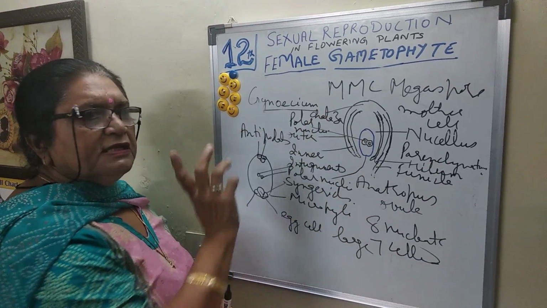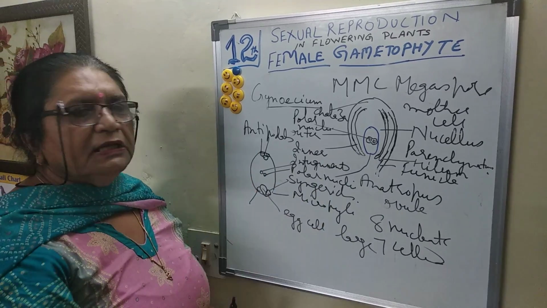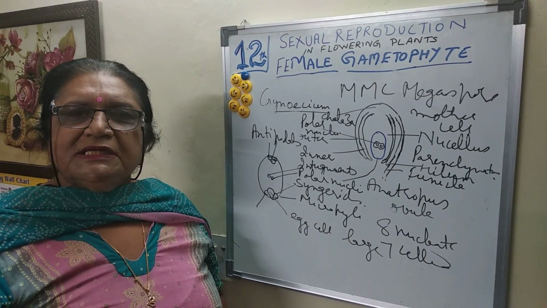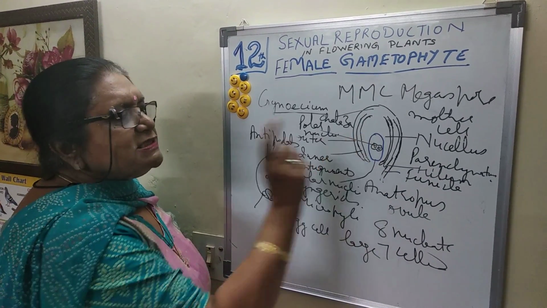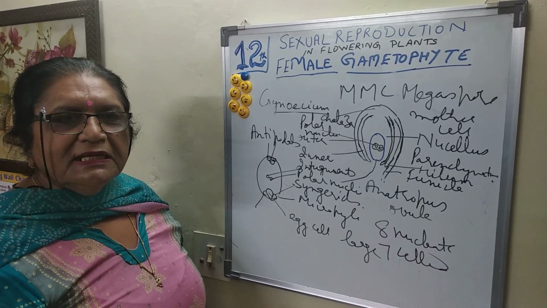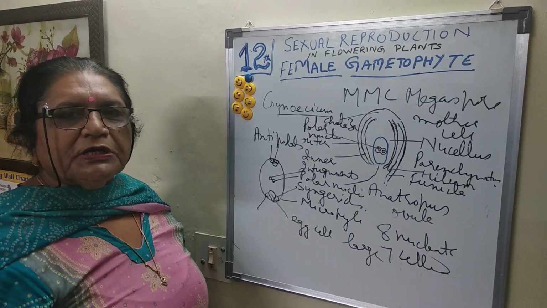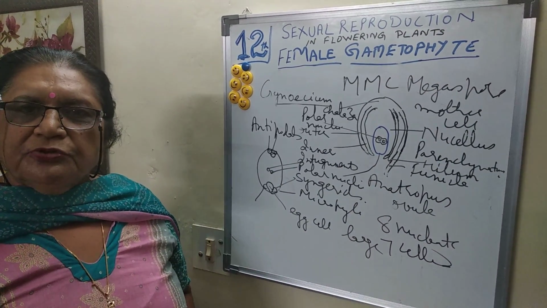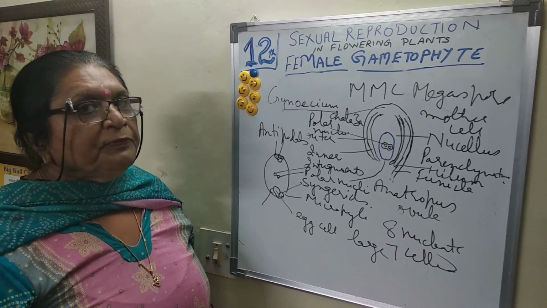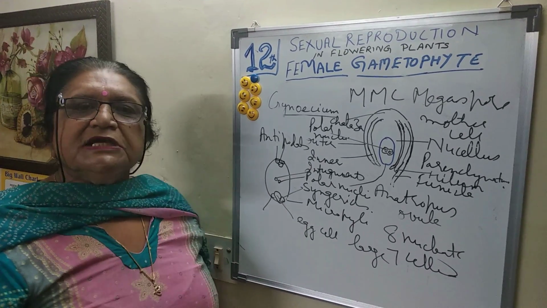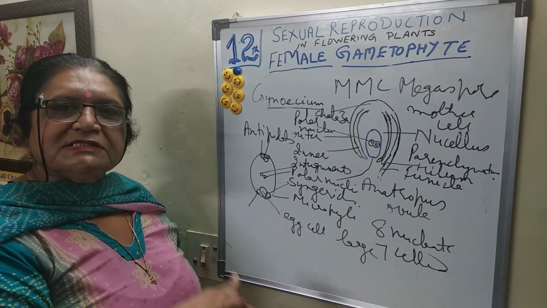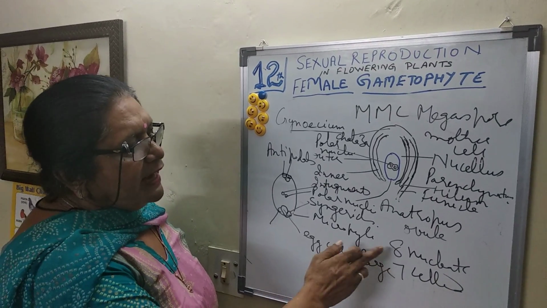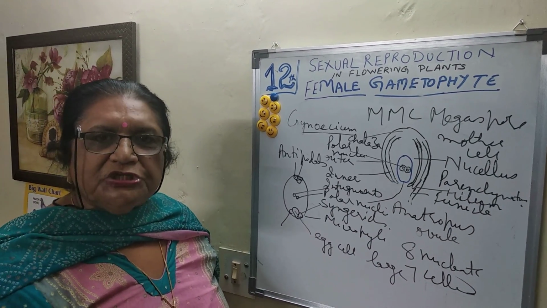So the structure is: nucellus protected by two integuments, outer and inner, leaving one gap called the micropyle, and the opposite end called the chalaza end. Inside, one egg cell, two synergids, two polar nuclei, and three antipodals together constitute the embryo sac, also called the female gametophyte, which takes part in reproduction. We will discuss fertilization and pollination next. So it is a seven-celled and eight-nucleate embryo sac of angiosperms. Thank you.